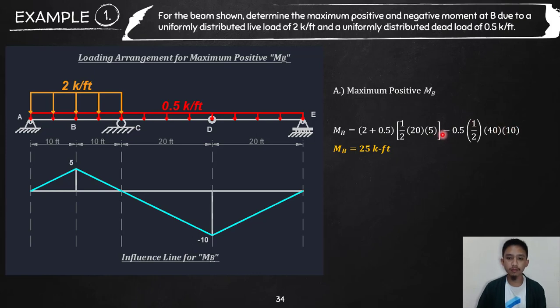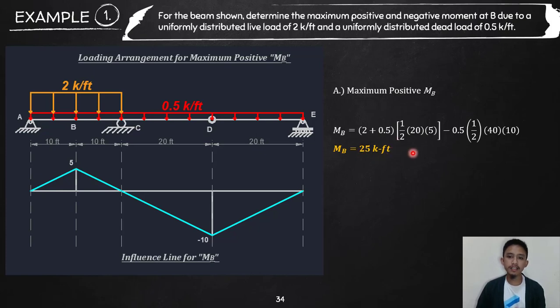Instead of plus, that will be minus. So minus the intensity, which is 0.5, and then the area. So still a triangle, 1/2 base times height. Your base is 20, 20, a total of 40, and then your height is 10. So calculate this and put it in your calculator. You will have a value which is 25 cubic feet.